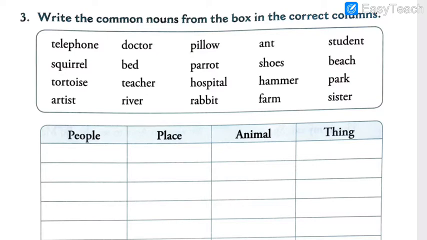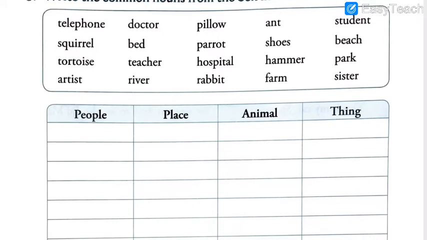Okay. Now the first word is telephone. Can we say a telephone is people? Definitely not. Then can we say telephone is a place? Can we visit the telephone? No. Can we say that telephone is an animal?